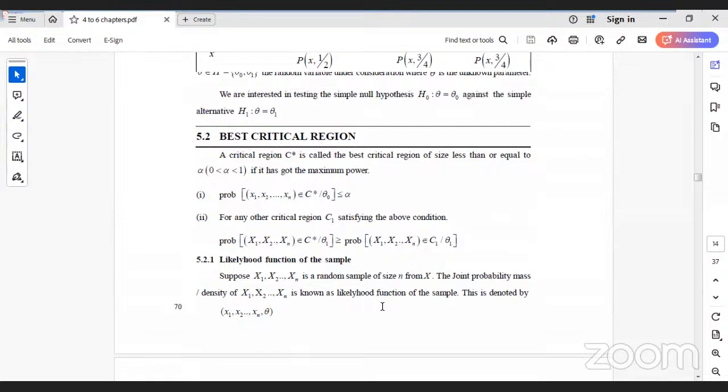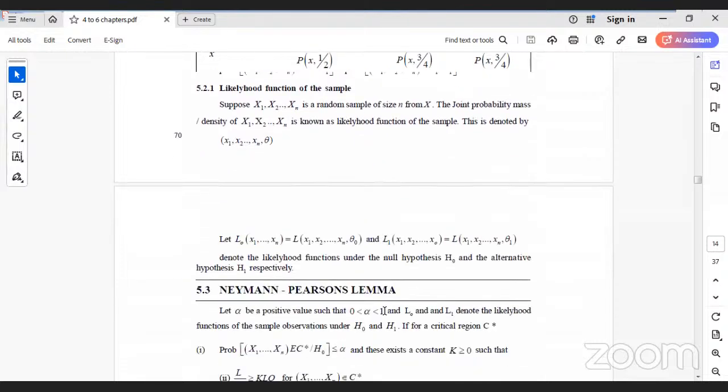Likelihood function of the sample. Suppose x1, x2, x3 and so on xn is a random sample of size n from x. The joint probability mass or density function of x1, x2, ..., xn is known as the likelihood function of the sample. It is denoted by L(x1, x2, x3, ..., xn; theta), so that the joint probability mass function we are taking here is known as the likelihood function.